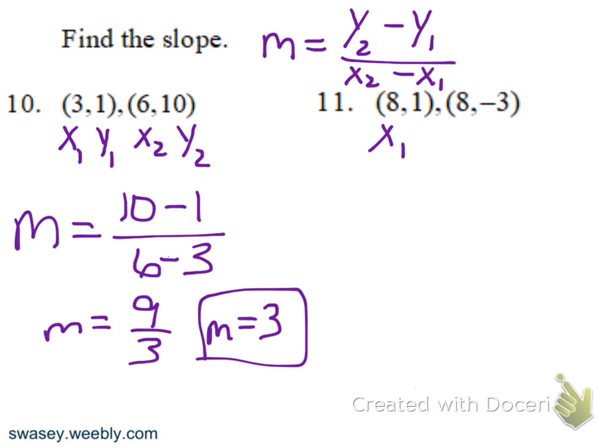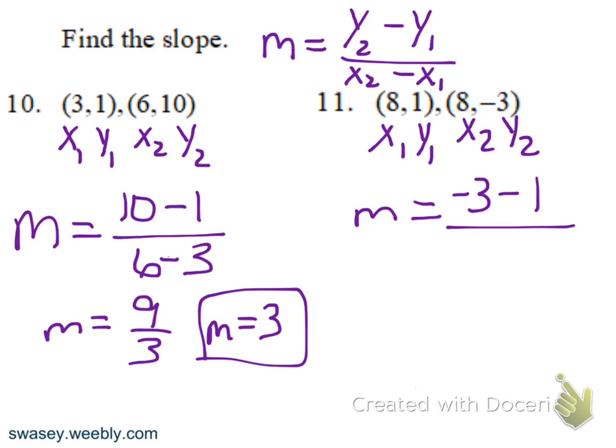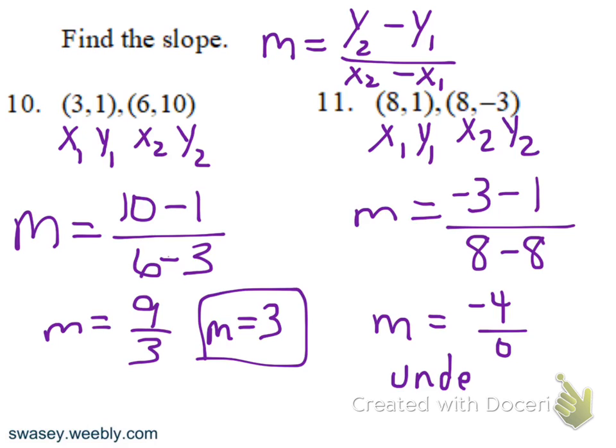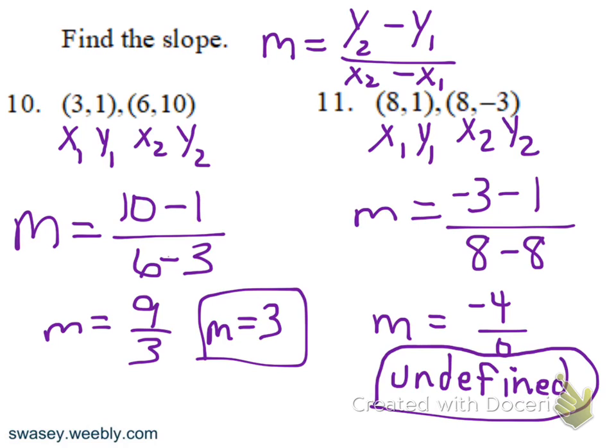Label your points. Substitute into the slope formula. y sub 2, that's -3, minus y sub 1, which is 1. On the bottom we'll have x sub 2 minus x sub 1, or 8 minus 8. So we have -4 on top when we do -3 minus 1. On the bottom, 8 minus 8 is 0. Division by 0 is undefined. Sometimes you'll see this as no slope. If you put it in your calculator, it's going to say some type of an error.